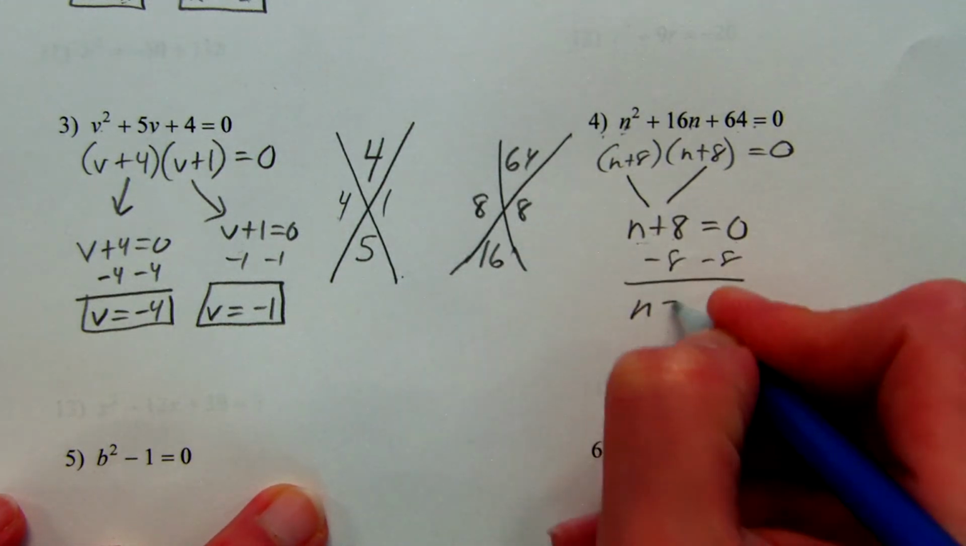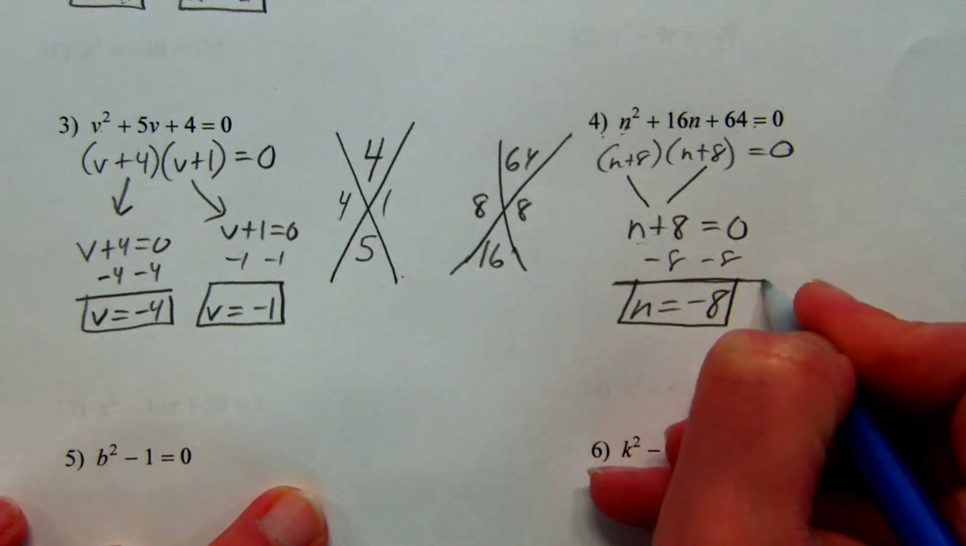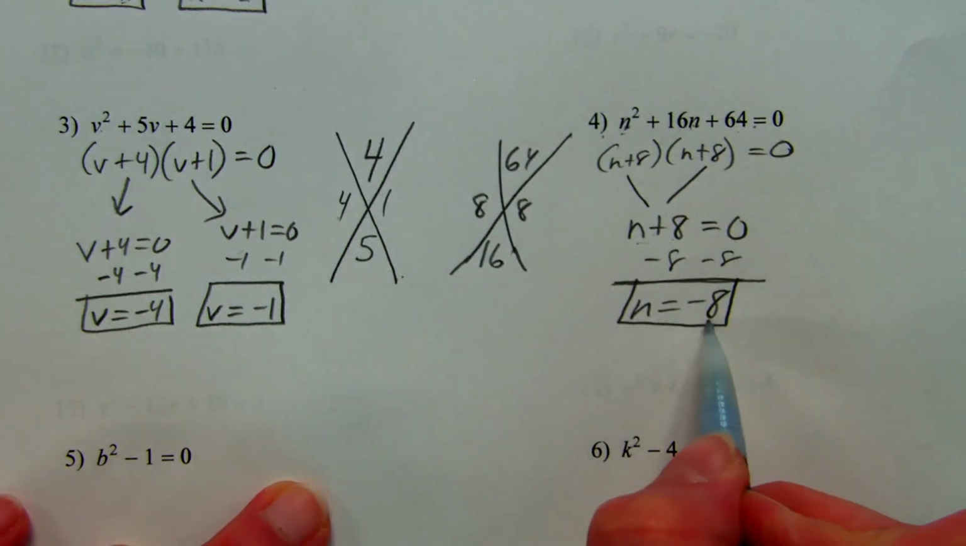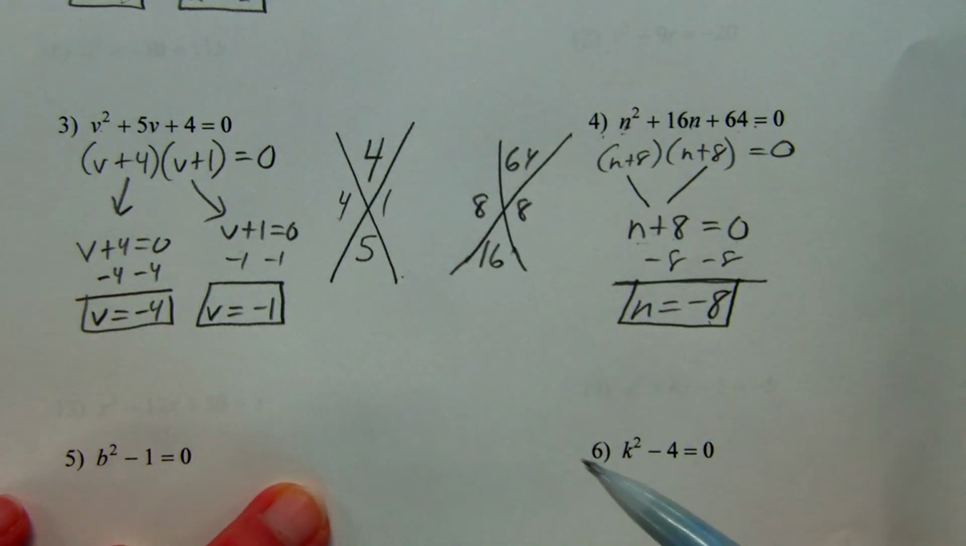And so this one only has one solution, just because of the way it's set up. When we get into graphing our parabolas, we'll go in a little bit more depth on why some of them have 2 solutions and some of them have 1.